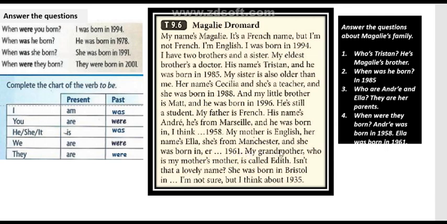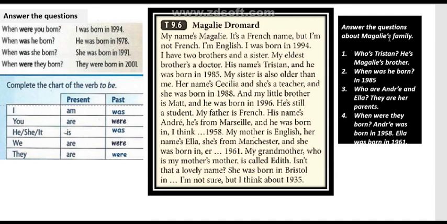My grandmother, who is my mother's mother, is called Edith. Isn't that a lovely name? She was born in Bristol. And I am not sure, but I think about 1935. Here is information about this person, Megla Dromard. She gives us information about herself and her family. Now we have questions about this text and answers.